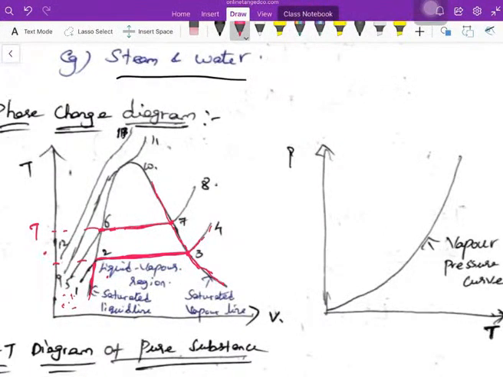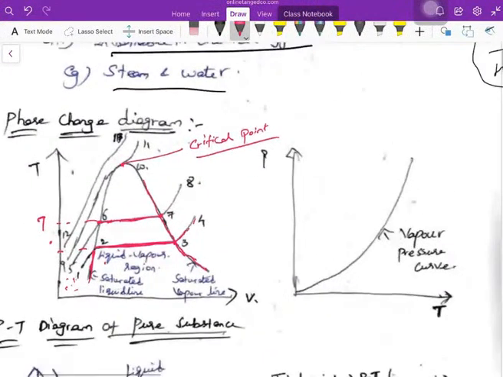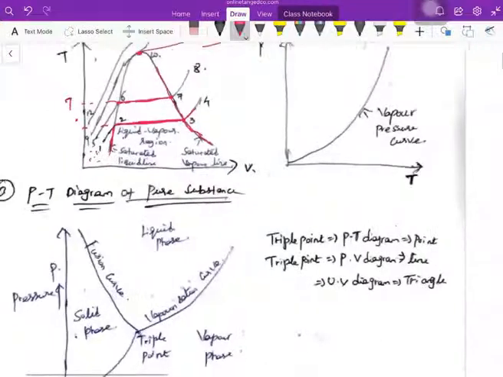There is one particular point. If I keep on increasing the pressure, there will be one particular point at which the water will directly convert to steam. There won't be any phase change region. If I keep on increasing the pressure, directly the water will convert to steam. So this is nothing but the critical point. At the critical point, the saturated liquid line and saturated vapor line will coincide. So we can say that is nothing but a critical point. You got it, right? So this is the vapor pressure.